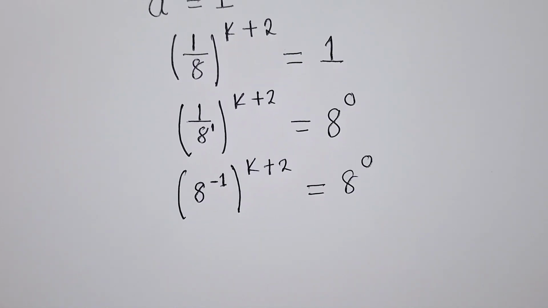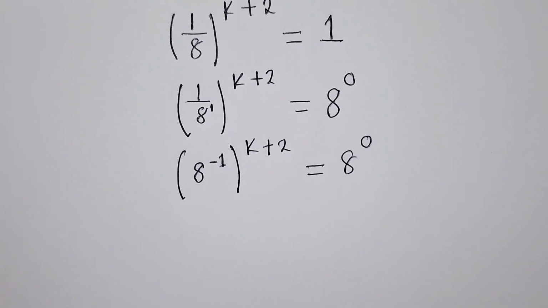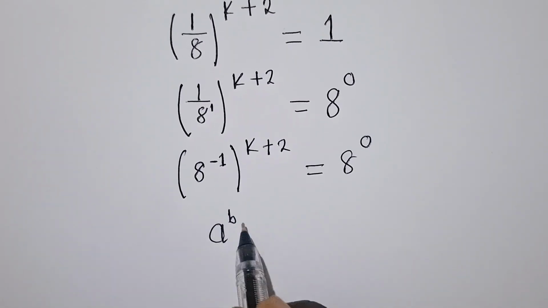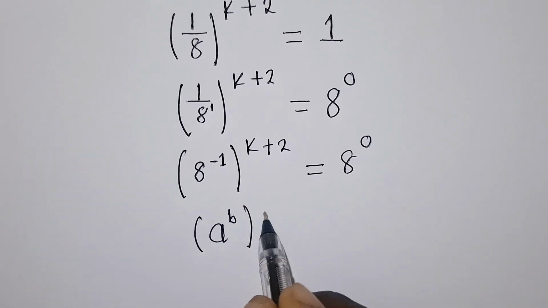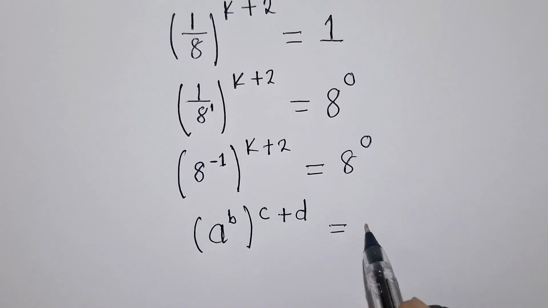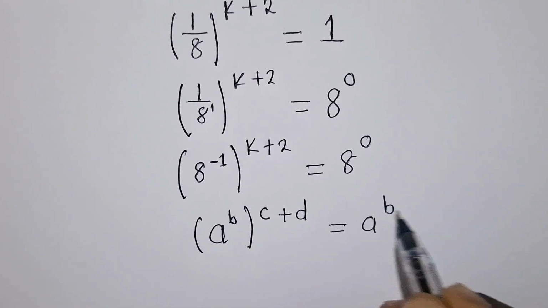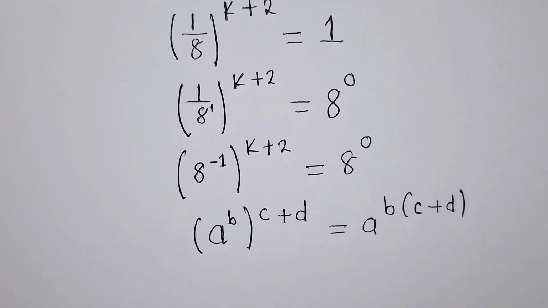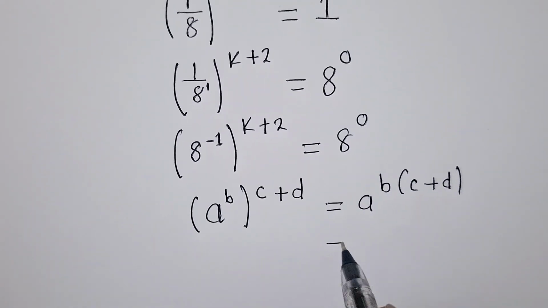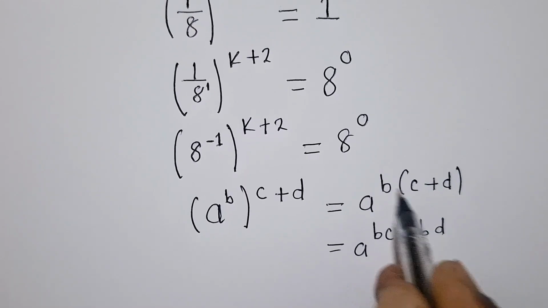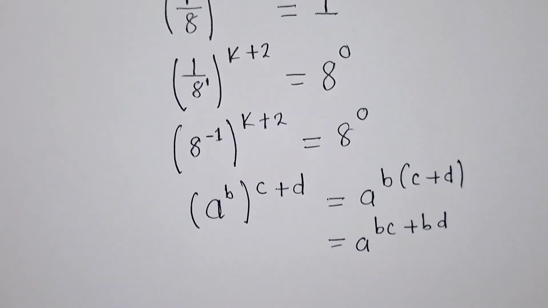Again, we need to apply the law of indices, which says that when you've got power to power, you multiply. So for example, if you've got a power b, and then you've got power c plus d, this will simply be equal to a power b multiplied by c plus d. Therefore, we can say this is a power bc plus bd. You multiply the powers.